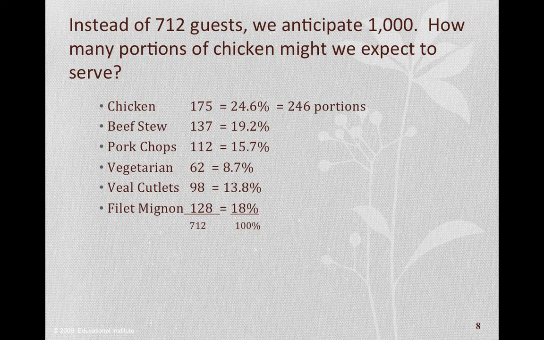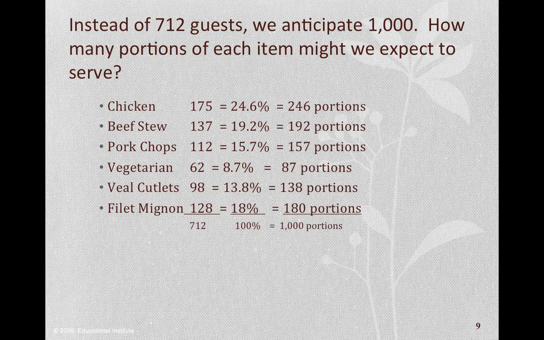The answer is 246 portions. This should be pretty easy because we take 24.6%, or 0.246, times 1,000. And that would give us 246 portions. Put it on pause and work through beef, pork, and vegetarian menus and so on. This should be your answers. Beef should be 192 portions, pork chops 157 portions, vegetarian 87 portions, and again we add these all up and we equal the 1,000 portions.